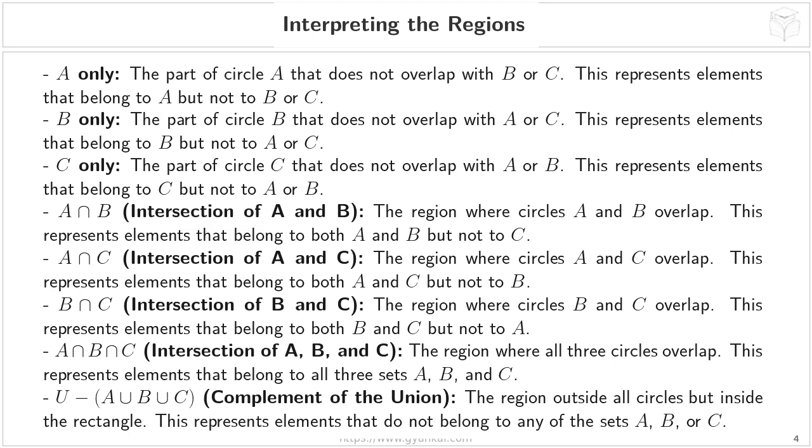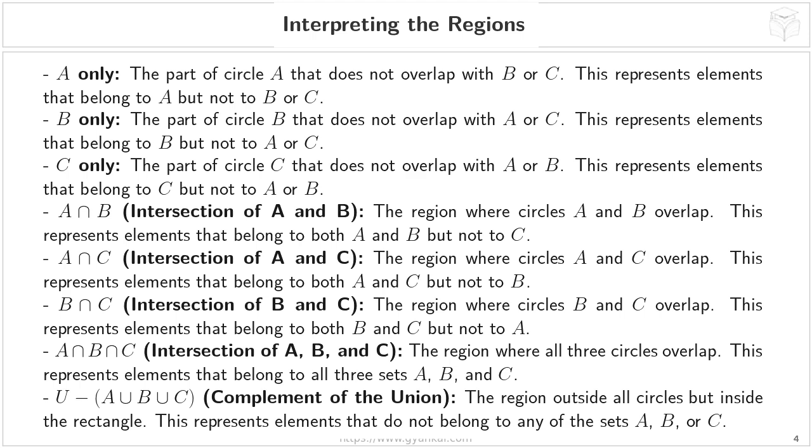Finally, we have the area outside of all the circles, but still inside the rectangle. This is represented as U minus (A union B union C). Let's break that down. U represents the universal set, everything we're considering. The union of A, B, and C means all the elements that are in A or B or C or any combination of them. So, subtracting that from the universal set U leaves us with everything that is not in A, not in B, and not in C. This is called the complement.